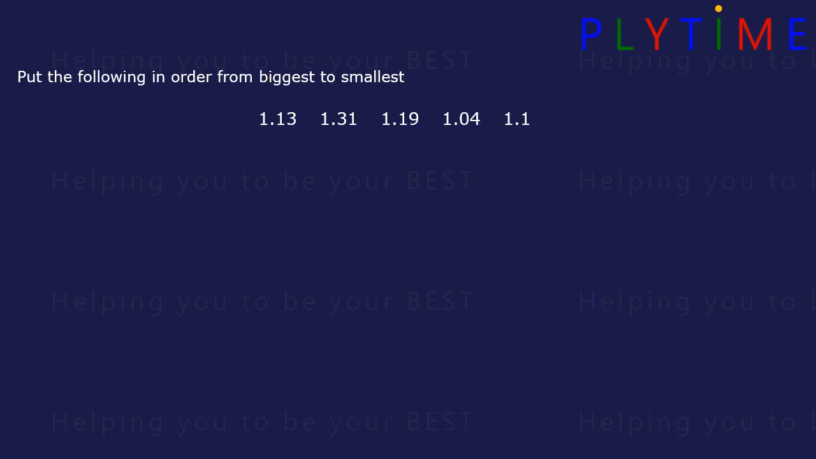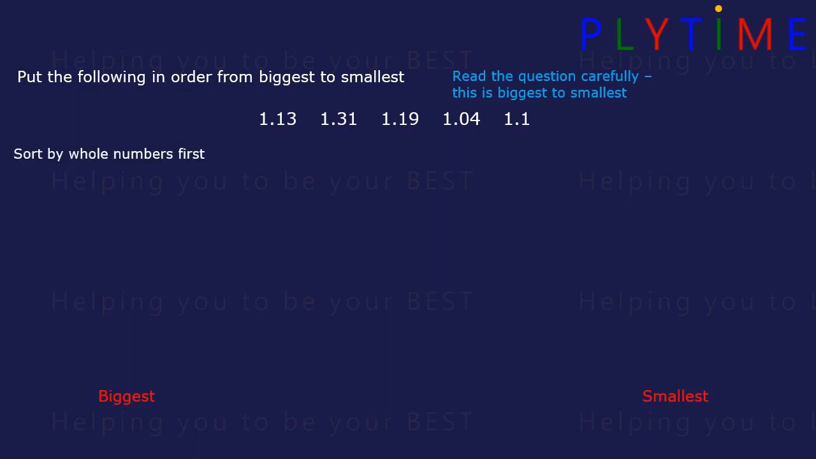Now put the following in order from biggest to smallest. We need to read the question carefully. This one says from biggest to smallest. Sort by the whole numbers first. All of these have a 1 as the whole number, so then we need to move to the tenths. Sort by the tenths. 0.3 is the biggest, so we can put 1.31 as the biggest number. There are 3 with 0.1.